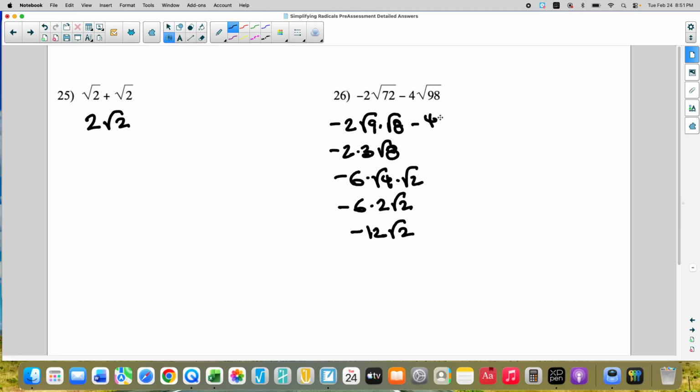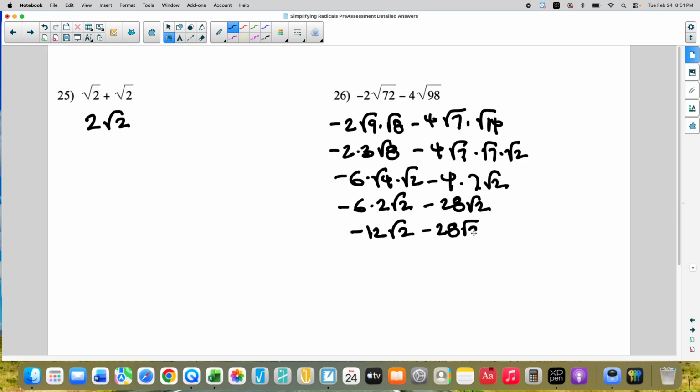98. I should probably remember what 98 was. What was 98? 7 and 14. Oh, okay. 7 and 14. 7 times rad 14. So I'm going to break up this rad 14 into rad 7 rad 2. And now we matched. So that's 4 times 7 rad 2, or -28 rad 2, minus 28 rad 2. And that makes -40 rad 2. All right. Sometimes it doesn't have to be pretty.